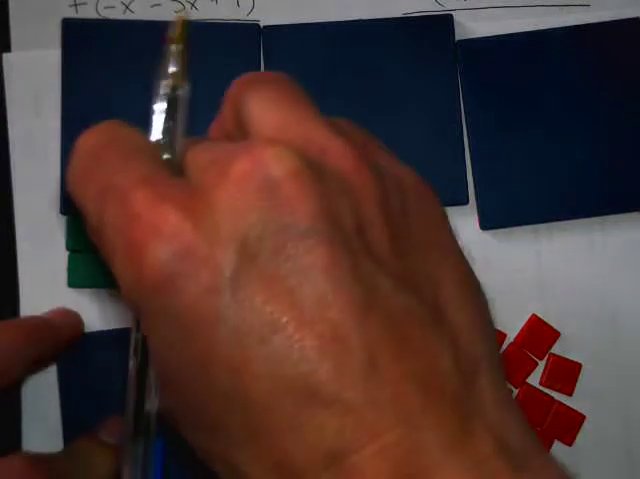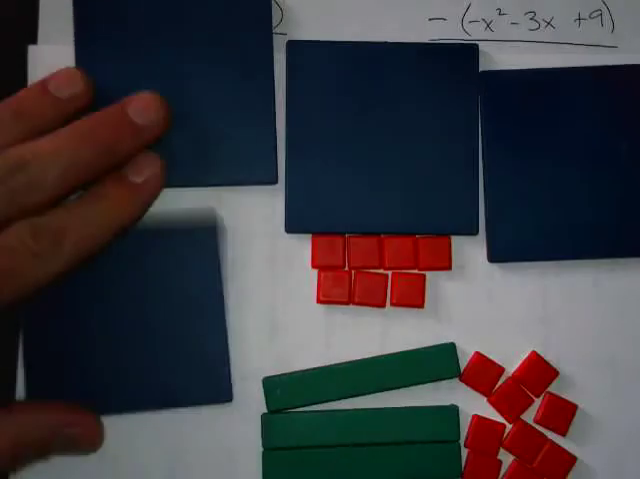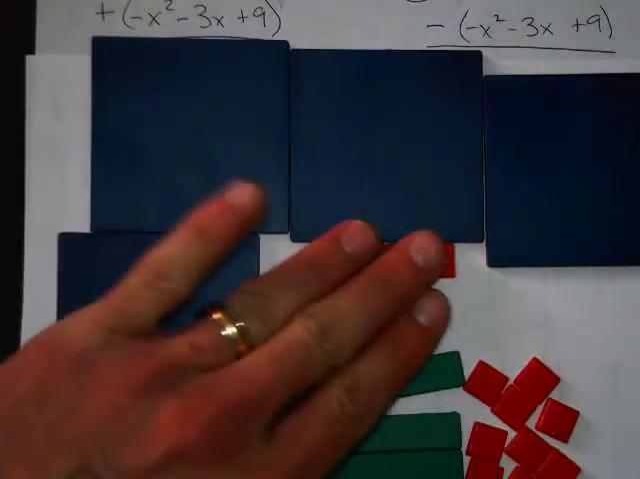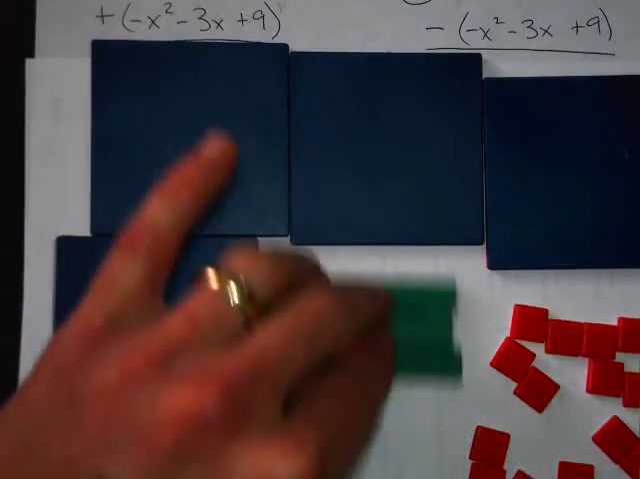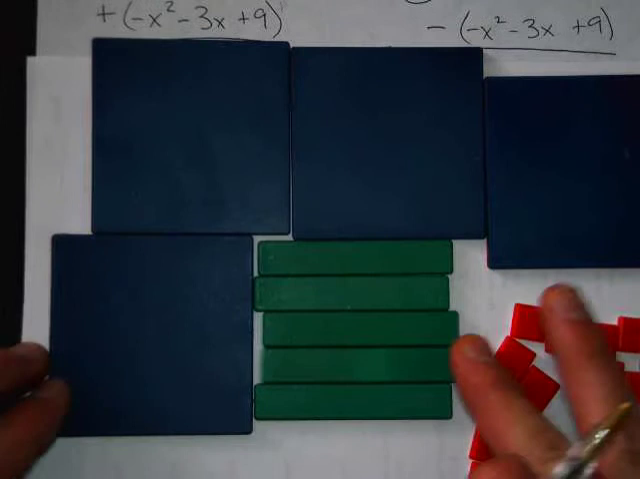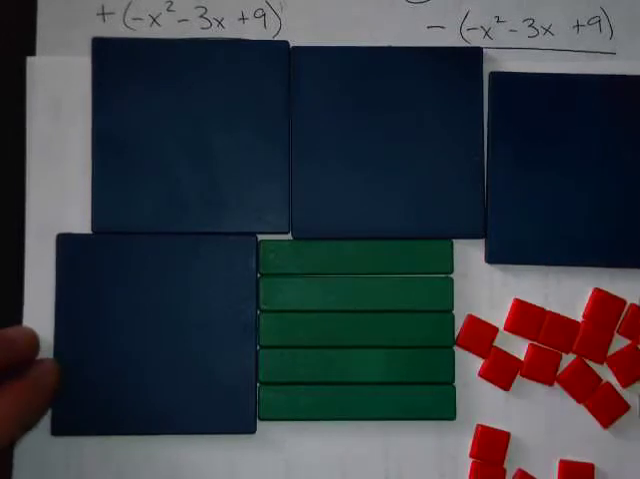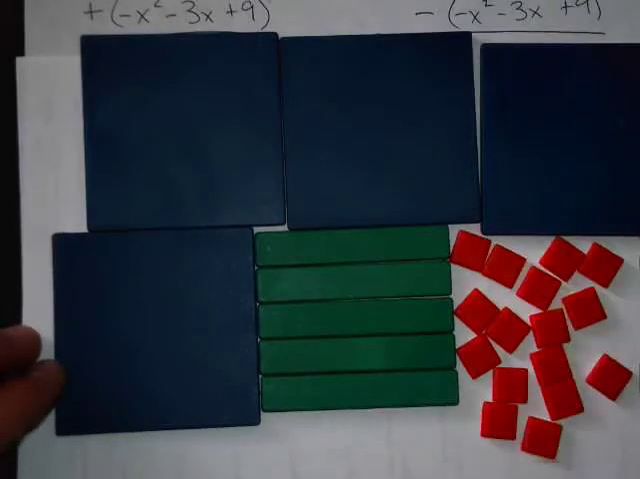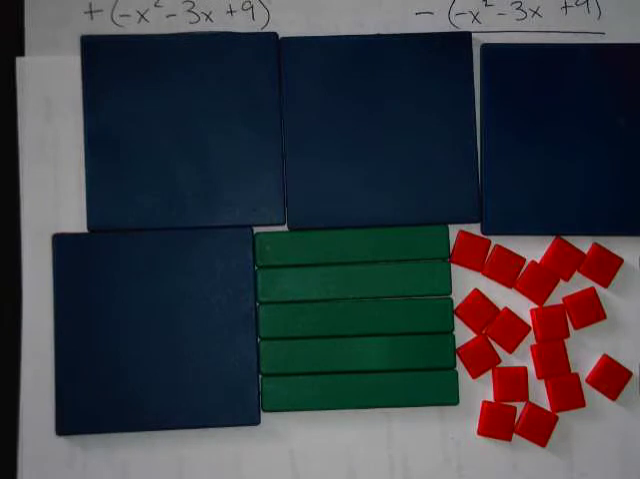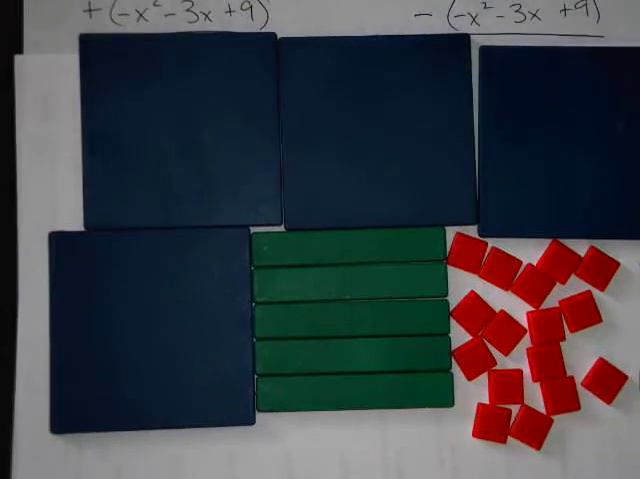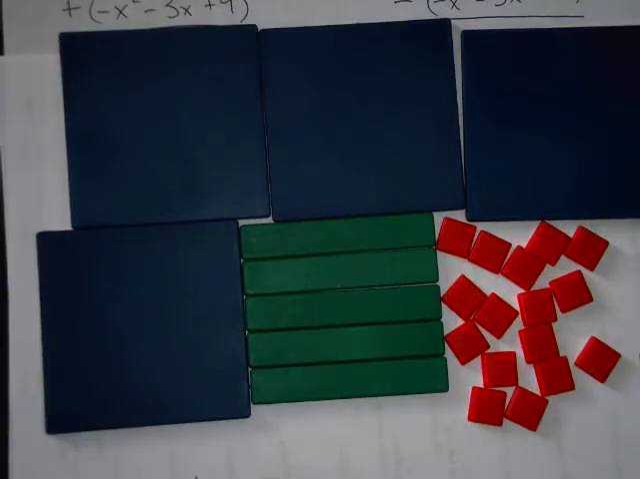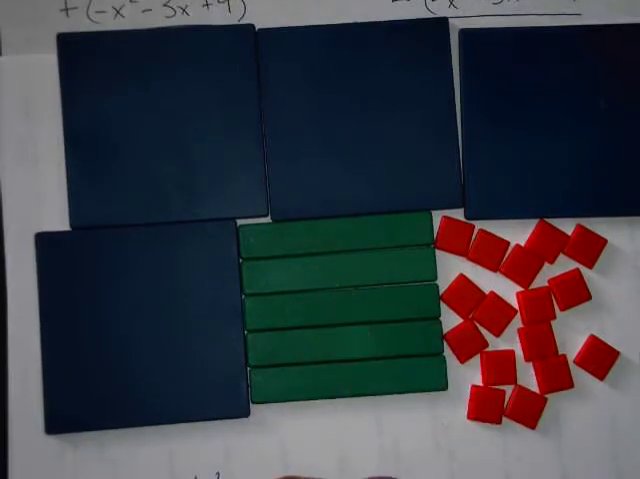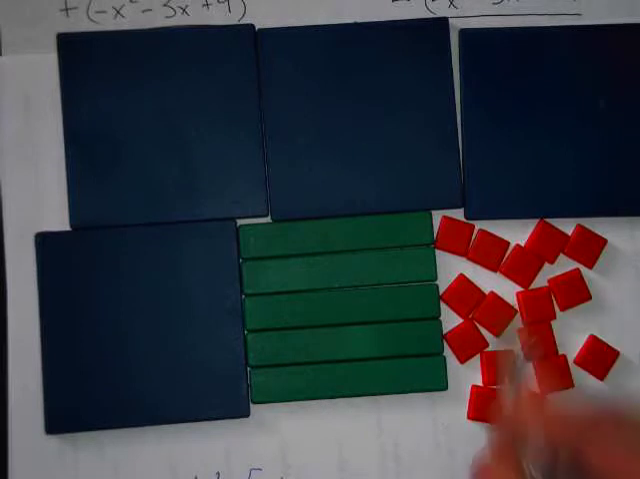So what are we looking at? We're looking at 1, 2, 3, 4 x squareds. We're looking at 1, 2, 3, 4, 5 x's. And we're looking at 16 negative 1s. Remember, there are no zeros to take away. We haven't taken away any zeros at all. So what we're left with is 4 x squareds, 5 x's, and then 16 negative 1s.